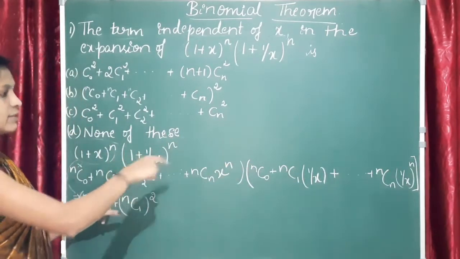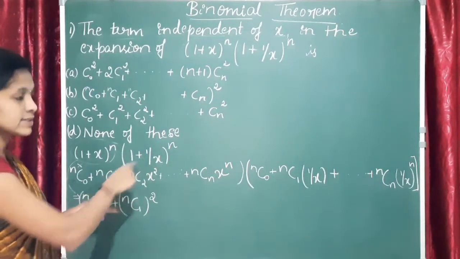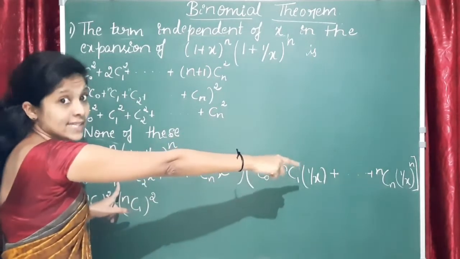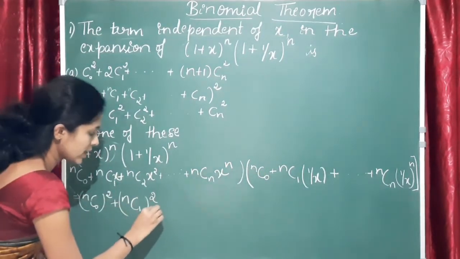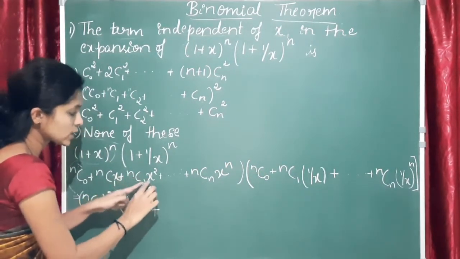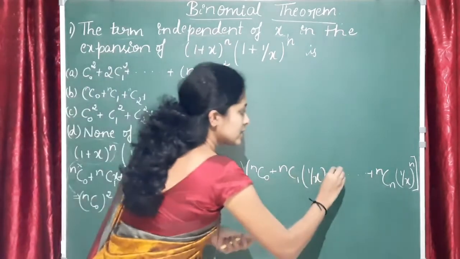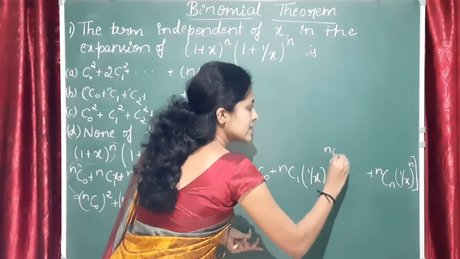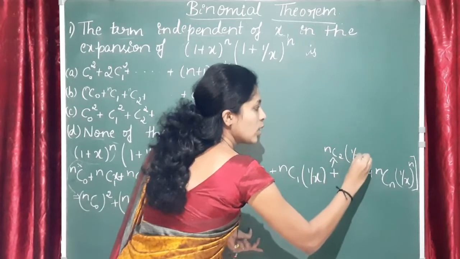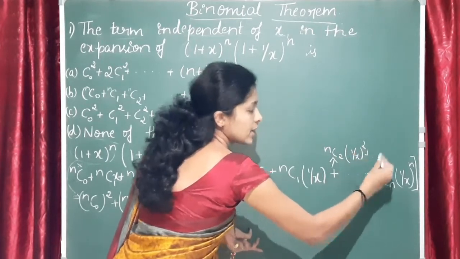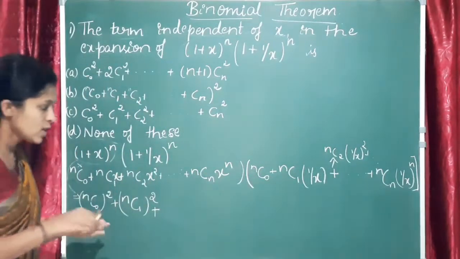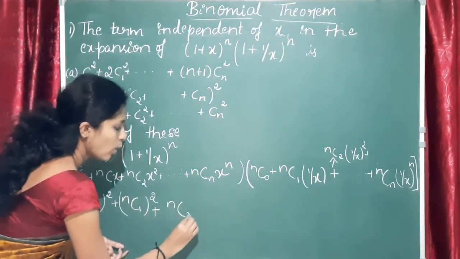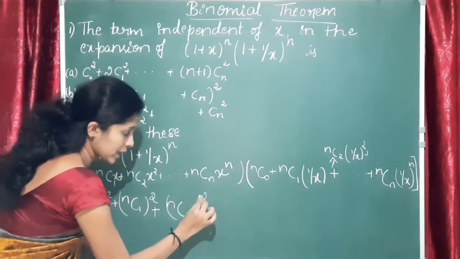Similarly, for the remaining terms, here x is there, next there will be 1 by x square, so x remains. If you keep on multiplying, here it will be NC2 x square, and the term here will be NC2 (1 by x) whole square. If you multiply, x square and x square will get cancelled. So we'll get NC2 whole square. Is it clear? I hope you are getting this.